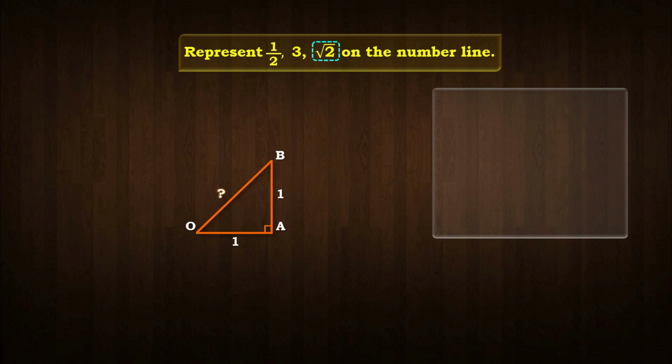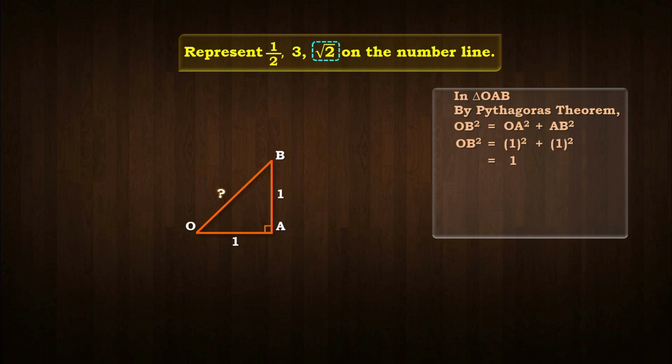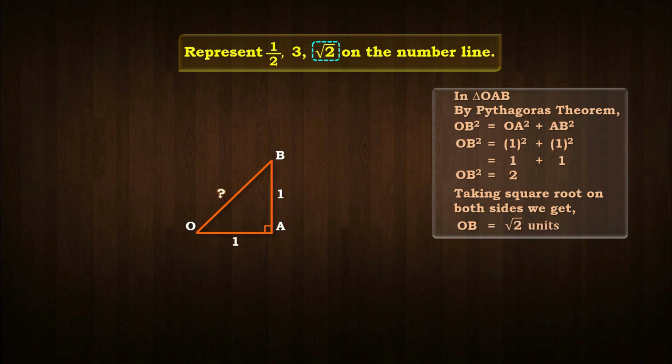So now if we take a look in this figure, we have considered that OAB is a right angle triangle where OA is equal to 1 unit and AB equal to 1 unit. Now we need to find OB. So by Pythagoras theorem, OB square, that is hypotenuse square, equal to OA square, that is base square, plus AB square, that is perpendicular square. So OB square equal to 1 square plus 1 square, that is 1 plus 1 equal to 2. So if we take the square root on both the sides, we will get OB equal to root 2.